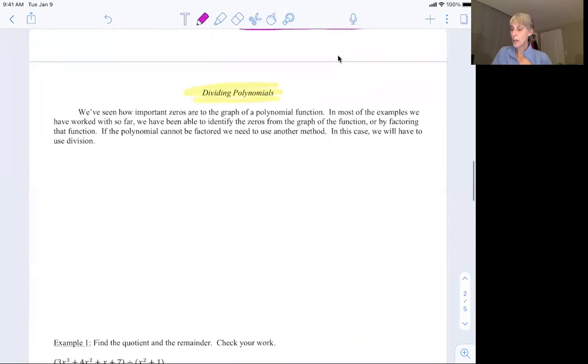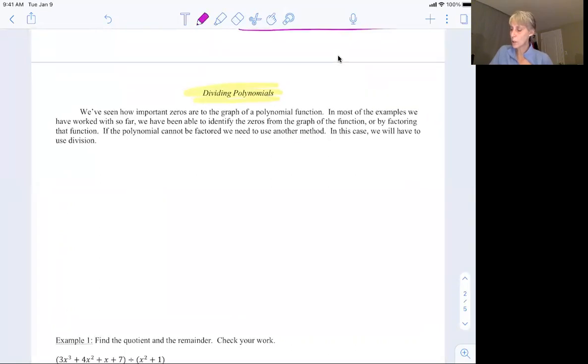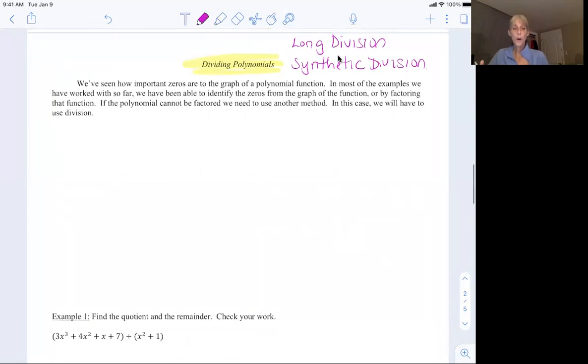We have two types of division when we're dealing with polynomials. We have long division, and we have synthetic division. Each type is going to get us to the same spot. We sort of need to know both, so I'm going to review both really quickly.